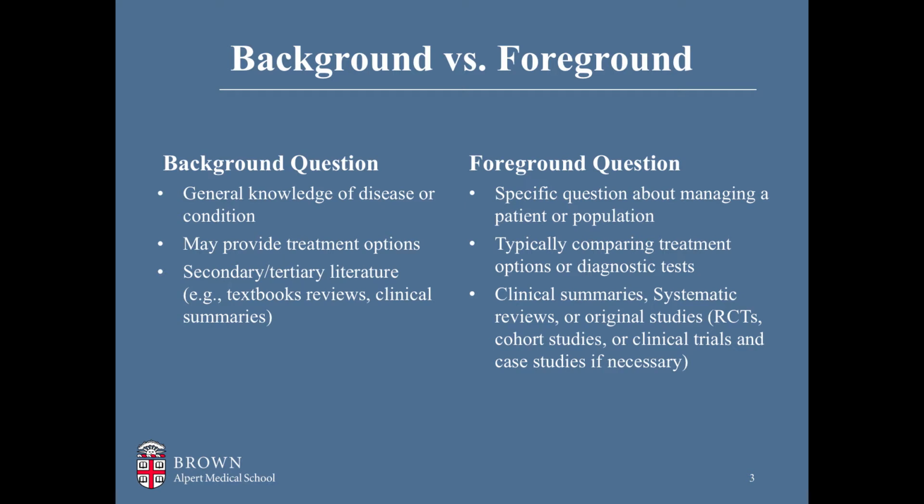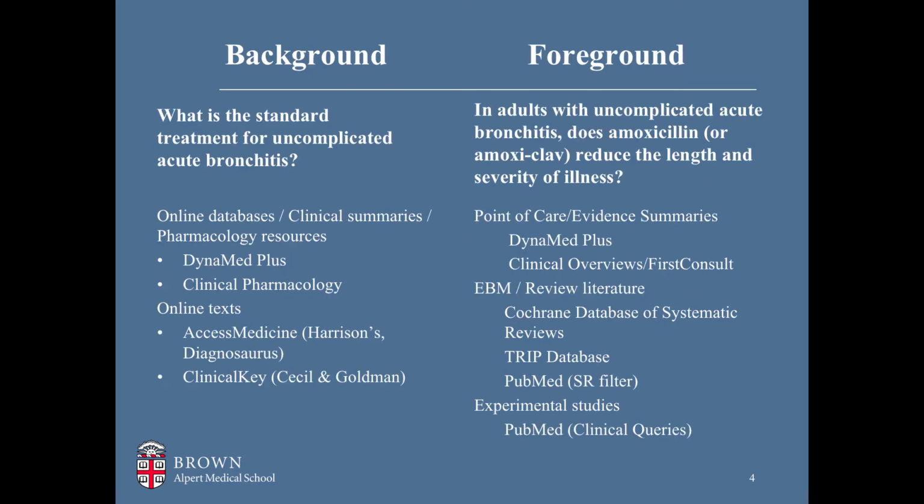This information can be found in clinical summaries, systematic reviews, practice guidelines, or original research studies, such as randomized control trials or cohort studies. A background question might be, what is the standard treatment for uncomplicated acute bronchitis? A foreground question might be, in adults with uncomplicated acute bronchitis, does amoxicillin or amoxiclav reduce the length and severity of illness? Or if you're focusing on a population, you might ask an outcome-based question such as, in adults with uncomplicated acute bronchitis, does antibiotic treatment contribute to antibiotic resistance?